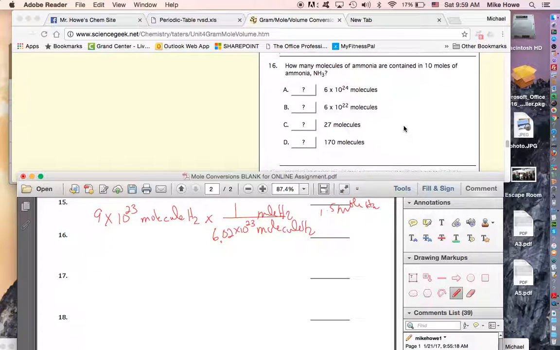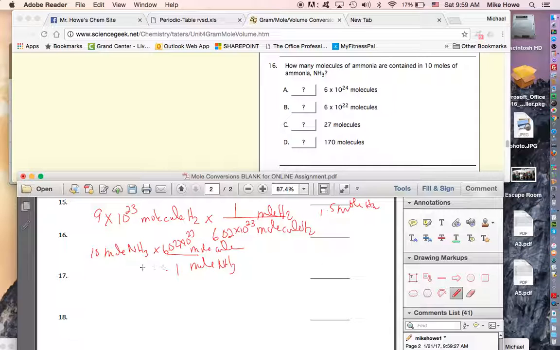Okay, 16. Molecules in 10 moles of ammonia. So you'd have 10 moles. What unit goes on the bottom? Moles go on the bottom because we want to cancel out moles. And on the top, we put molecules because that's what we're looking for. 1 always goes in moles. And 6.02 times 10 to the 23rd is the number of molecules in 1 mole.